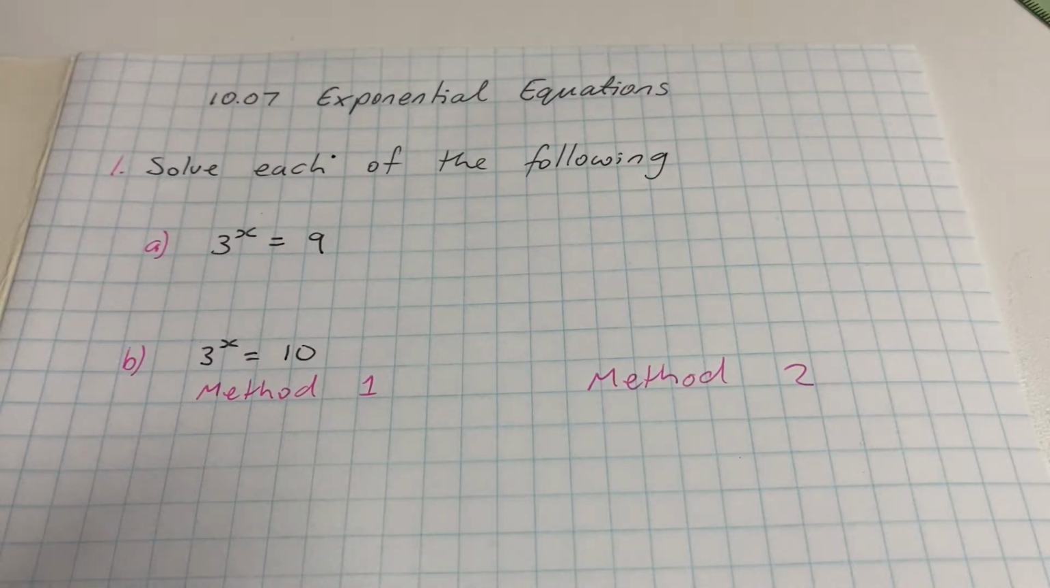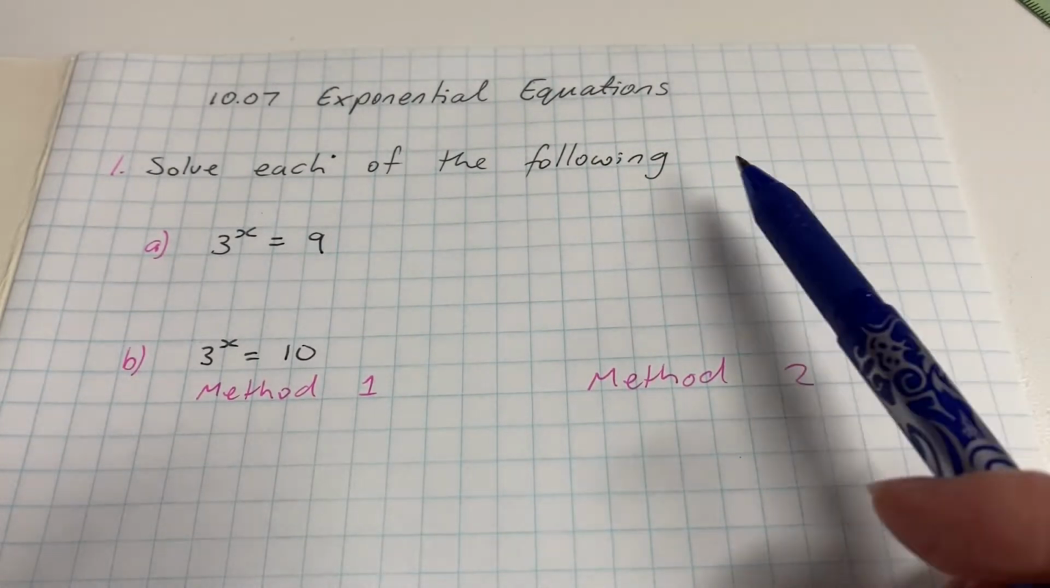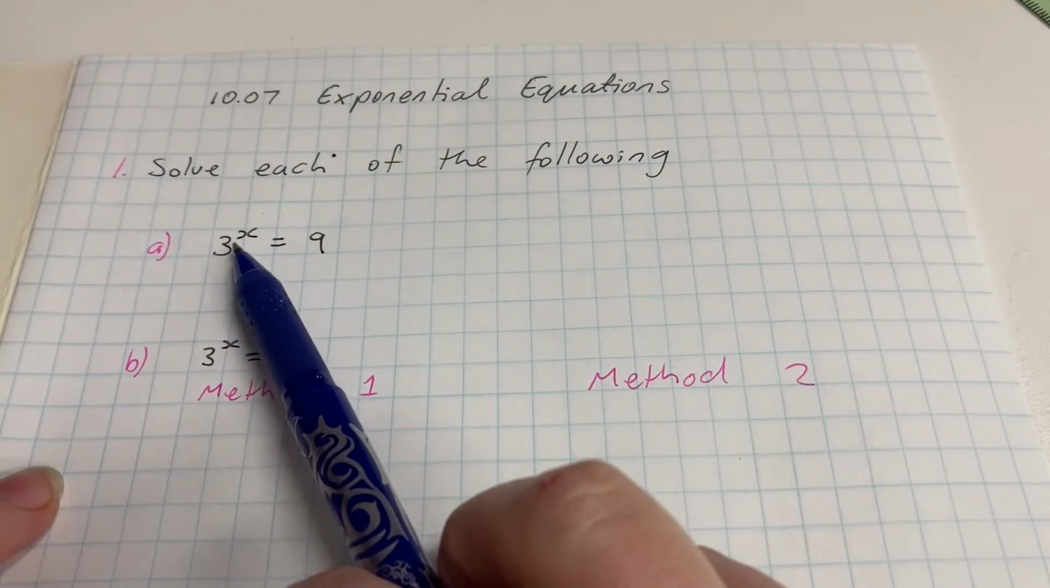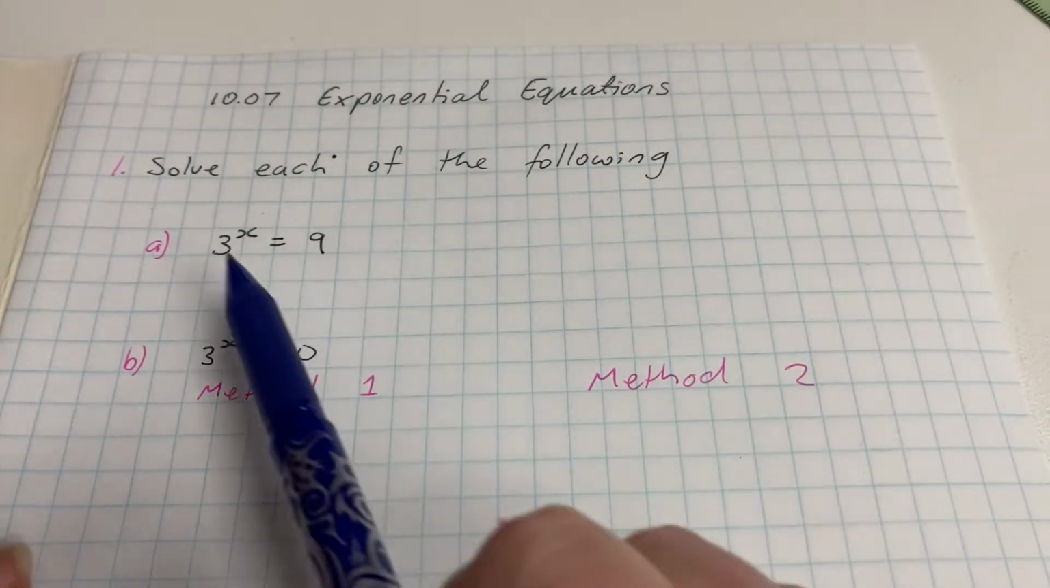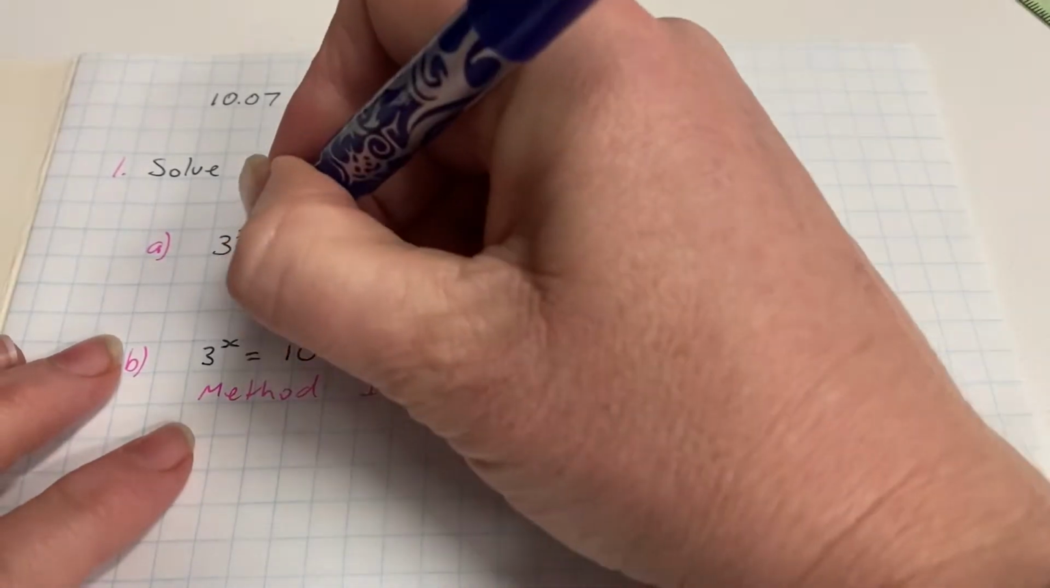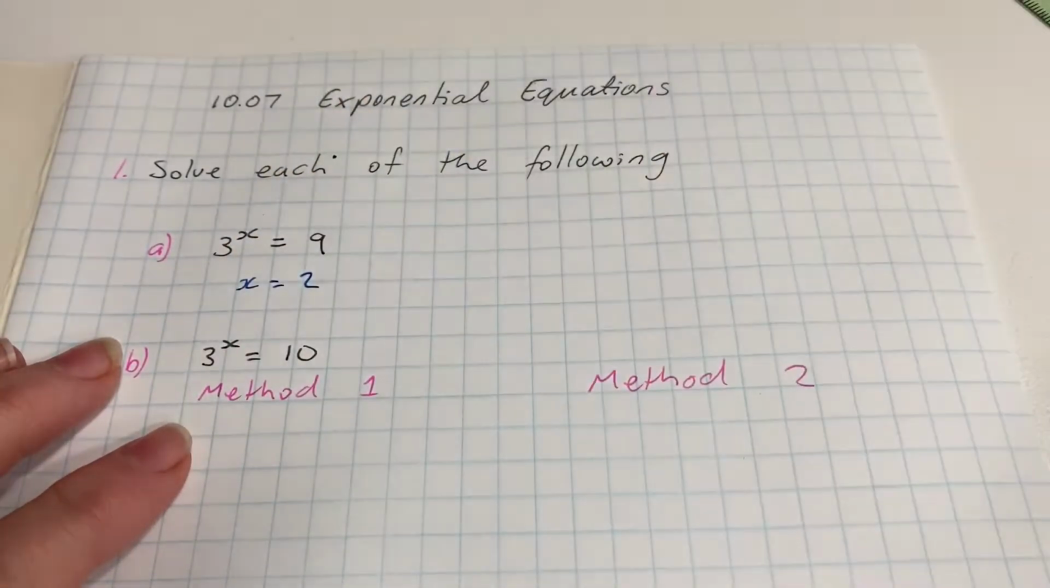So exercise 10.07 is a nice short and fairly easy exercise about solving exponential equations. So in question 1 we need to solve each of the following. The first one is 3 to the power of x equals 9. Now that's really easy. We actually know the answer to that because we know that 3 squared equals 9. So we can just write 3 squared.